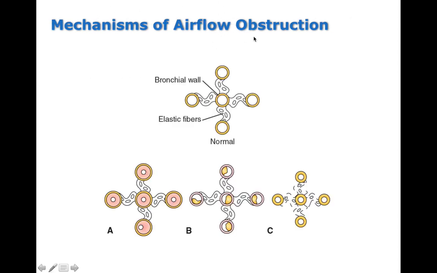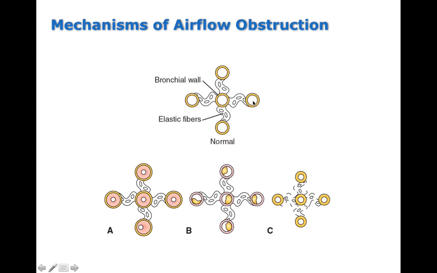So in terms of the mechanisms of airflow obstruction, if we look at the normal structure of the lung tissue, we find with our airways here, like let's say the bronchioles, we have a bronchial wall, we'll have some smooth muscle there, but in the stroma of the lung tissue, you're going to find a lot of elastic fibers. And these lumen are pretty well open.